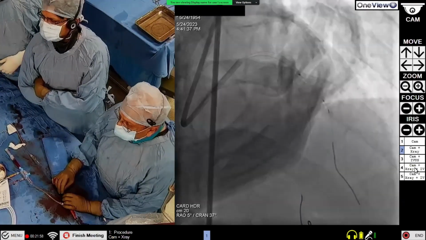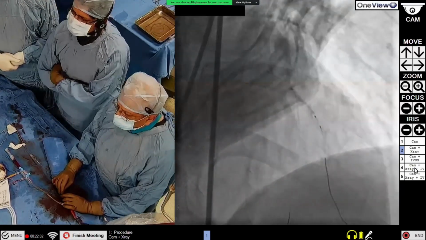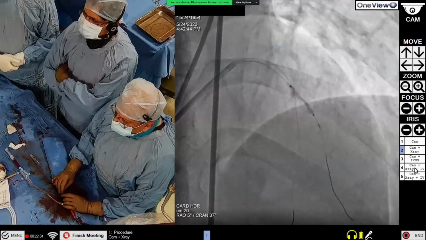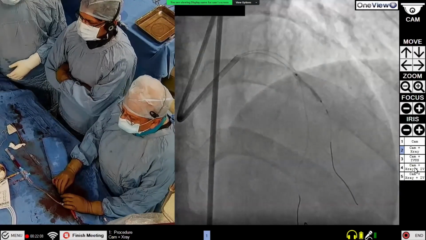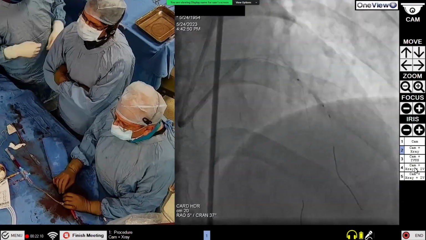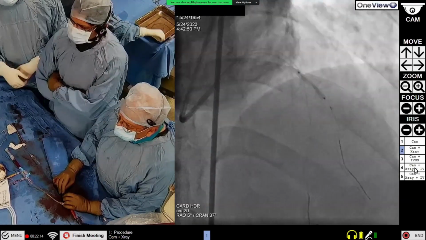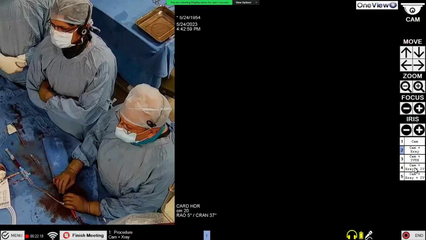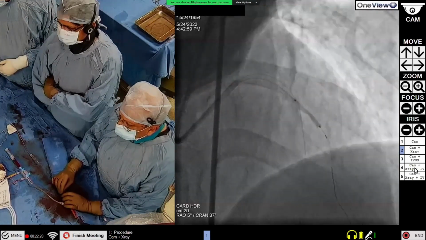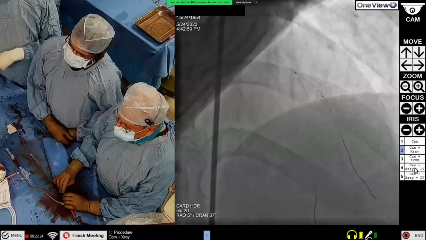1, 2, 3, 4, 5. So very tight calcified lesion. 6. So it's a balloon crossable lesion, but balloon is not dilating. Now it is gradually giving way. Okay, deflate.